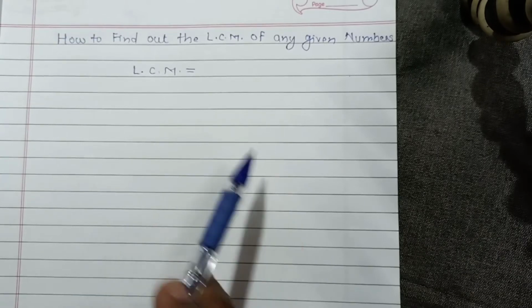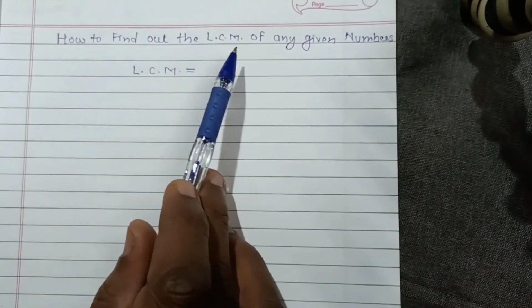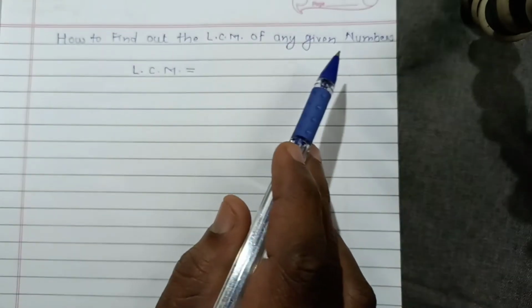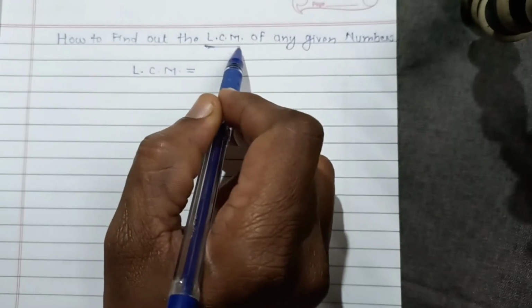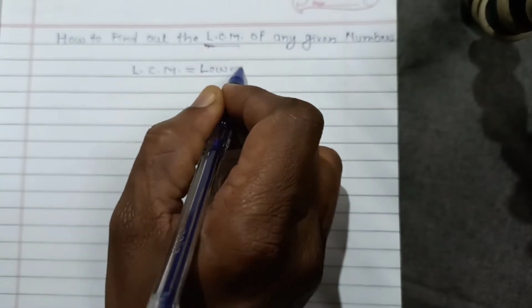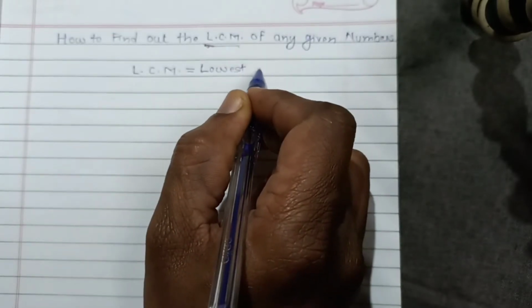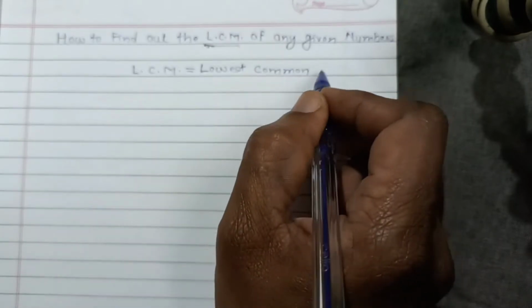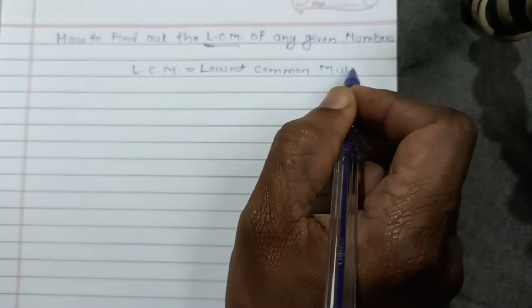In this video we shall learn how to find out the LCM of any given numbers. So before finding out the LCM of any given numbers, let us try to understand the full form of LCM. L stands for lowest, C stands for common, and M stands for multiple.